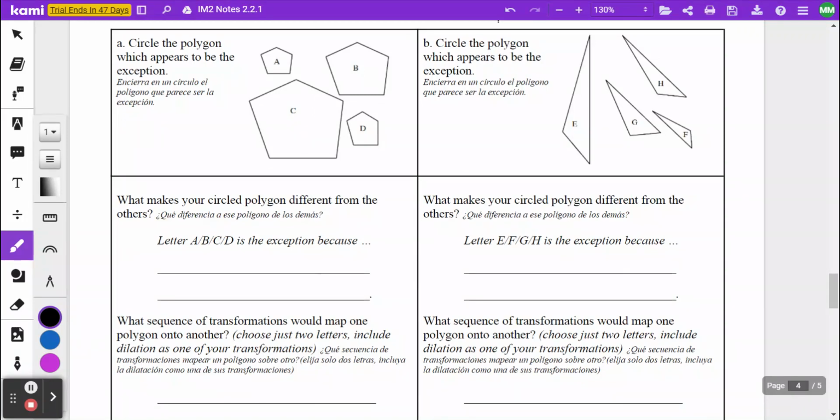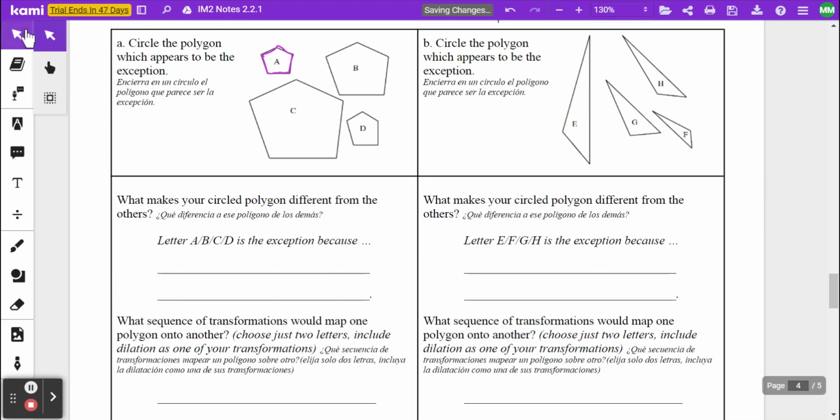Well, I wonder. Let me trace A. Does A have all the same angles as C? It does. Does A have all the same angles as B? It does. Does it have all the same angles as D? No, it does not.